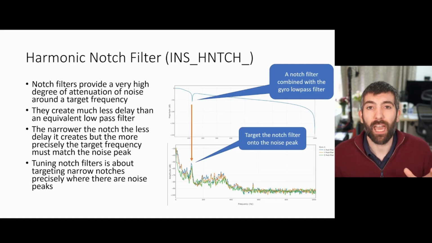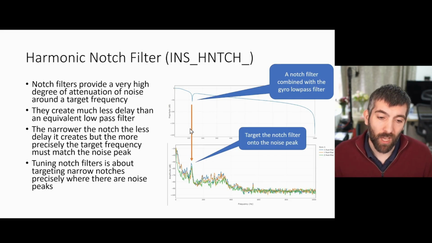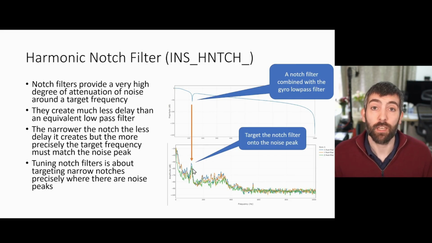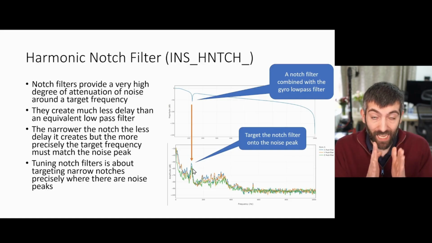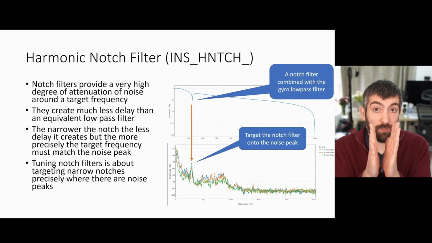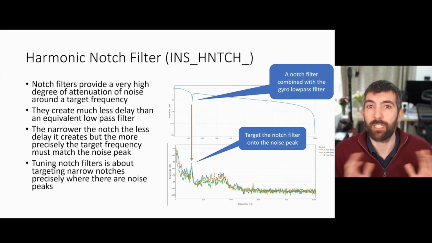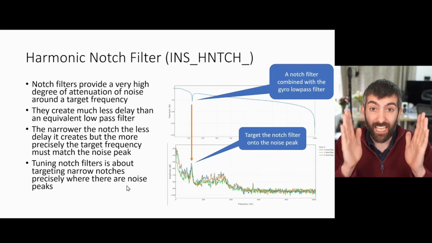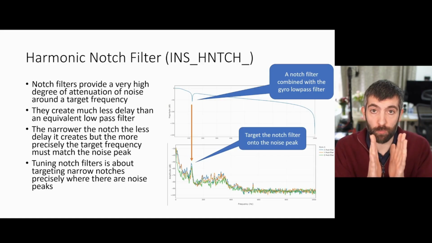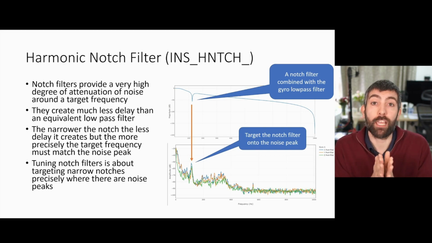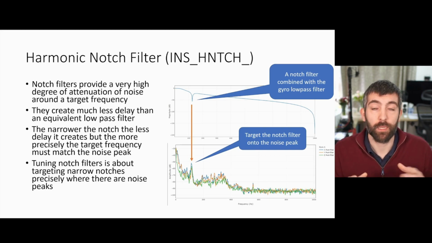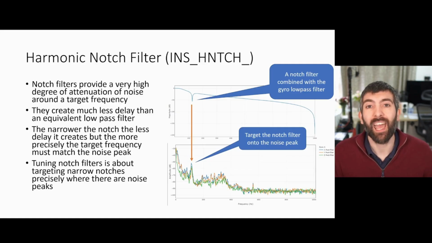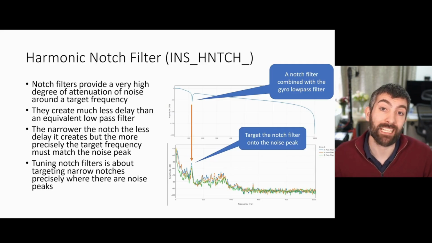But of course, if you have a very narrow notch, you need to target it very, very precisely so that you're attenuating just exactly where you need the noise to be removed. Because obviously if the notch is very narrow, if it's slightly off target, it's not going to do anything at all. Tuning notch filters is about targeting narrow notches, as narrow as possible, exactly on top of where you have noise from motors or from the frame resonance, and eliminating that noise whilst adding the minimum possible amount of delay.